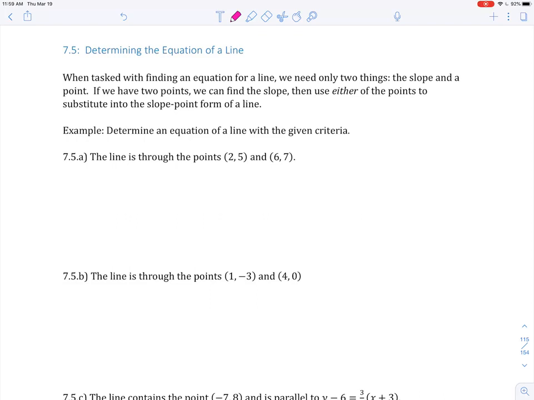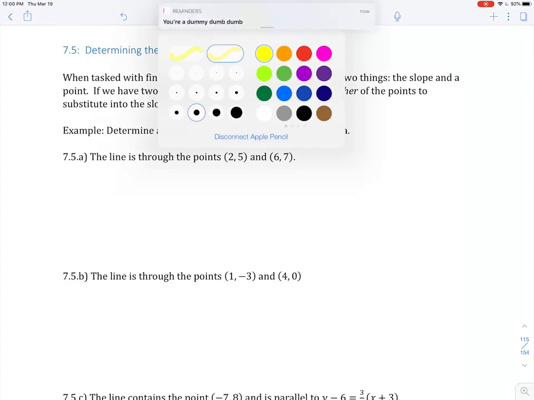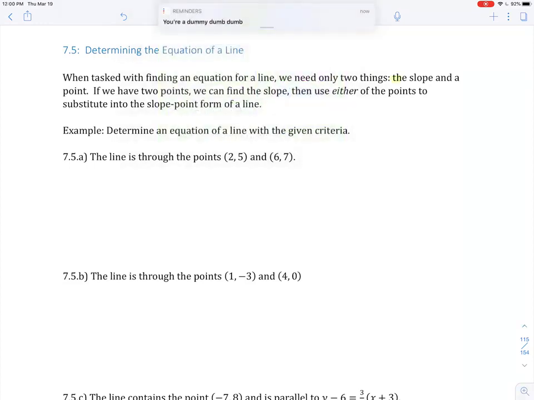Let's do this. Today we're going to, anyways, talk about how do you find the equation of a line. And thankfully for us, when we start this off, it's not so bad. We just need two things: the slope and a point.